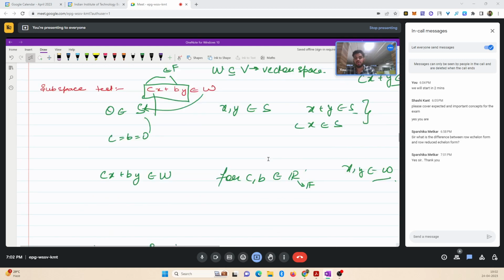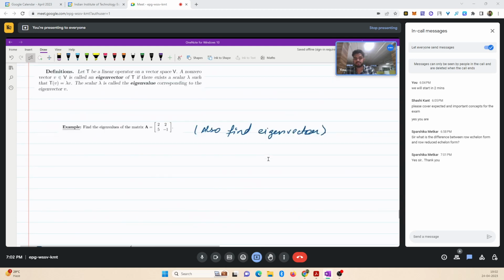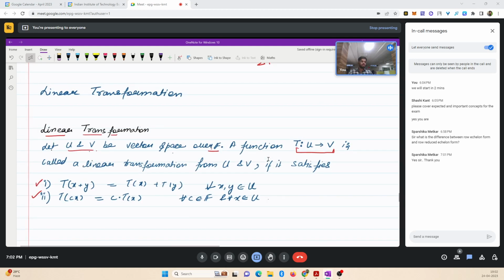Thank you. Okay. We were talking about linear transformations. So linear transformation is a function between two vector spaces satisfying these two properties. If you have x and y elements of your vector space and you take their sum and you take the function of that, that is T of x plus y, that would be the same as if you took T on x first and then added it to T of y. This is my first property.